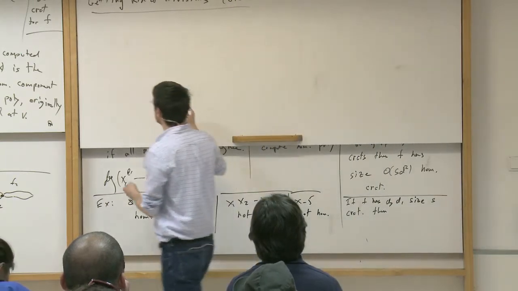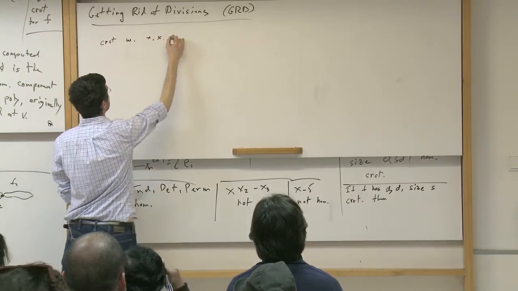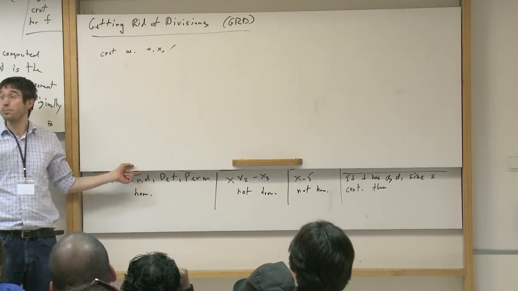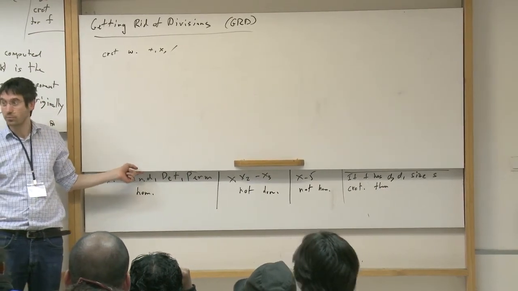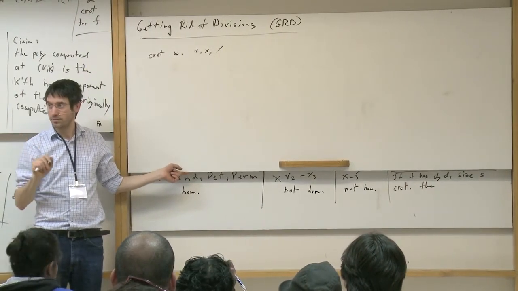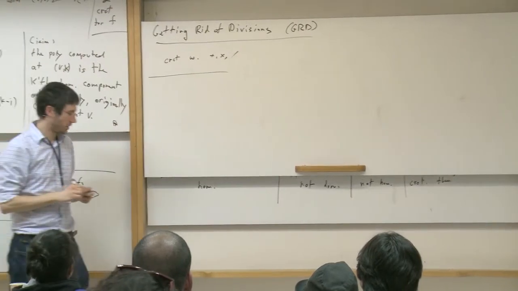So now think about a circuit with plus, times, and divisions. And that computes a polynomial at the end. You use divisions like in Gaussian elimination, but at the end you get a polynomial. And I want to show that you can get the same polynomial without divisions. So here's what to do.